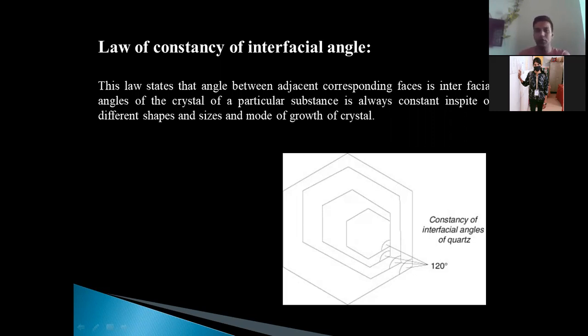So it is only for a particular substance. If the substance changes, the interfacial angle can change. But for a particular substance, the interfacial angle will be constant. Say, for example, a cube. Whether you have a small cube or a big cube, the interfacial angle between the faces will always be 90 degrees. So this concept is very easy to understand and it is conveyed by the law of consistency of interfacial angle.